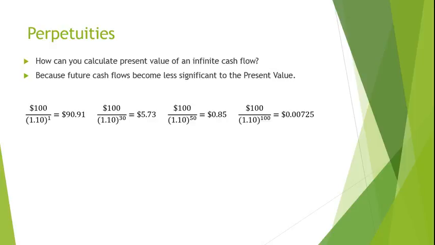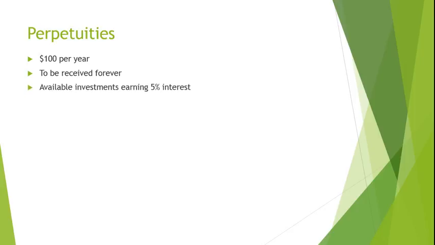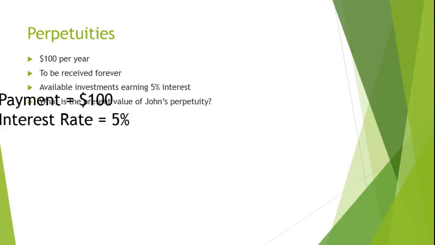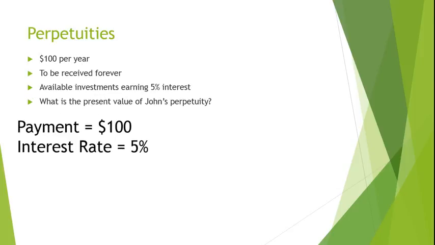Let's try an example. John is to receive $100 a year for the rest of his life. There are other low-risk investments available that could earn a rate of 5% per year. What is the present value of John's perpetuity?